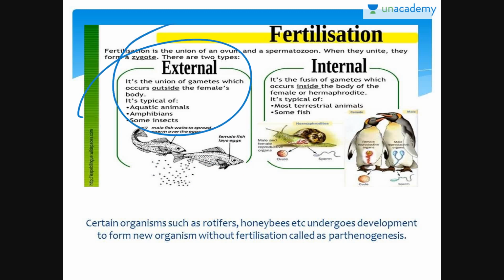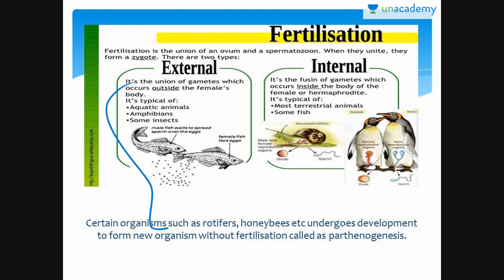There must be synchrony of gamete release, and a large number of gametes are released to enhance the chance of fertilization. This enables the individual to produce a large number of offsprings. A major disadvantage is that the offspring are extremely vulnerable to predators. Now, the fertilization that takes place inside the body is called internal fertilization.